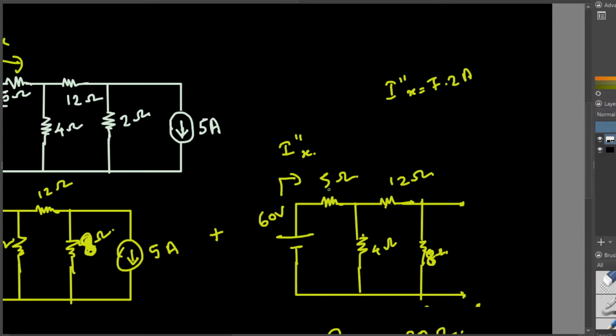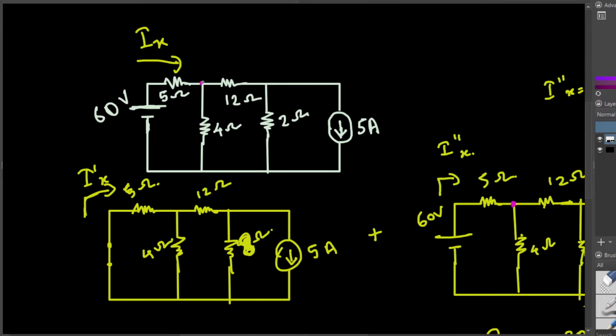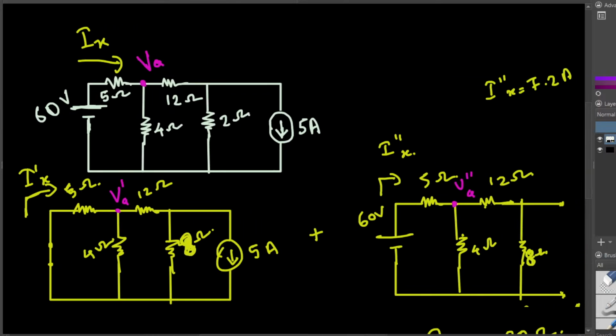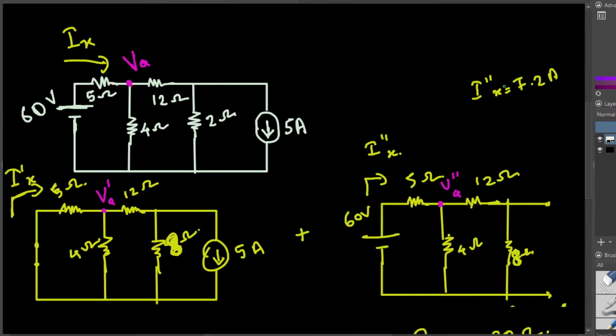So I know the current passing through this 5 ohm resistor is 7.2 ampere. So I can find out the voltage right here. This voltage, let's call this one V. In the original circuit, I'm going to call the voltage across here VA. If I call this one VA, this is going to be V prime A, and this one is going to be V double prime A, because the voltage is going to be different when we divide them into two. So to find out the original voltage at the end, we can add these two together and combine them.